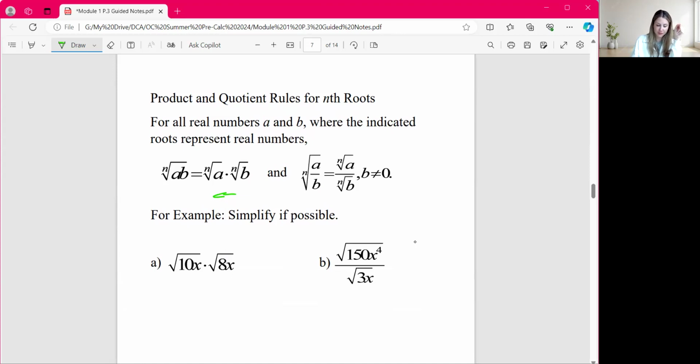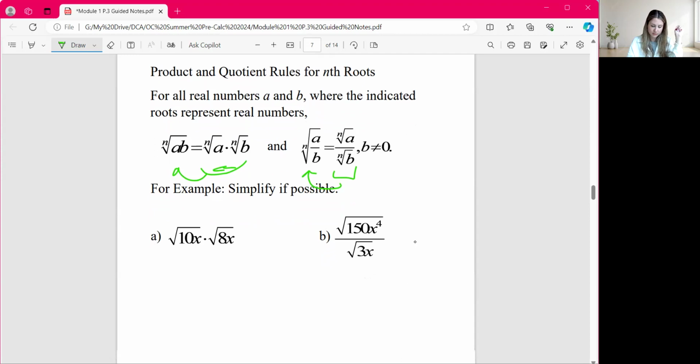If we have the nth root of a over b, we can separate that and do the nth root of a over the nth root of b. This also goes the other way around. So if you see something like this, we can turn it into the nth root of a over b. And if you see something like this, we can turn it into the nth root of a times b. Okay, so let's check out A here.